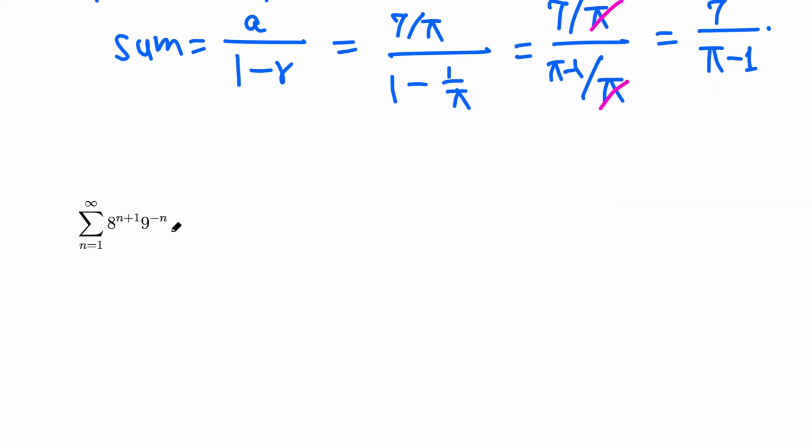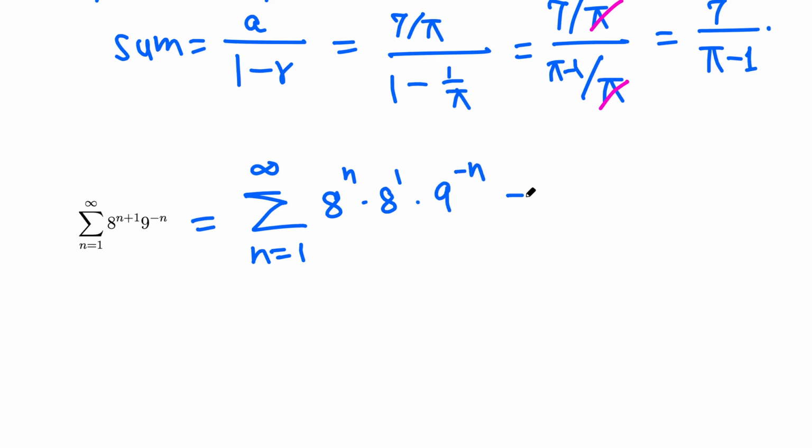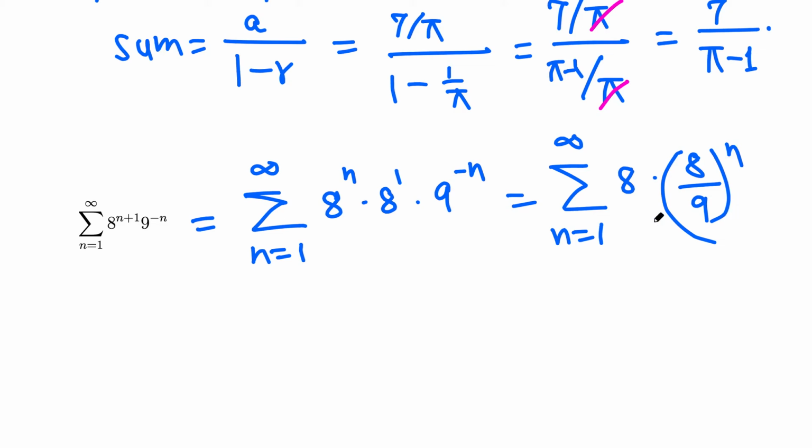So here is another series. Let me simplify this. n from 1 through infinity. 8 raised to n plus 1 means 8 raised to n times 8 raised to 1, or just 8, times 9 raised to negative n. n from 1 through infinity. 8 raised to 1 is just 8. I'm writing the number first. 8 raised to n, 9 raised to negative n. If we put this on the bottom, then 8 over 9 raised to n. 8^n is on the top, and 9 raised to negative n goes on the bottom.